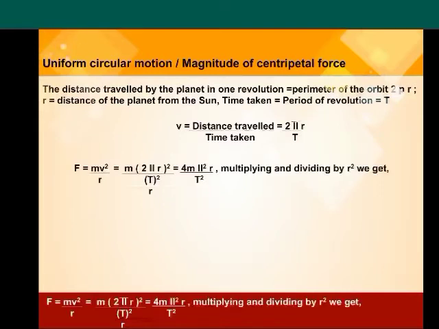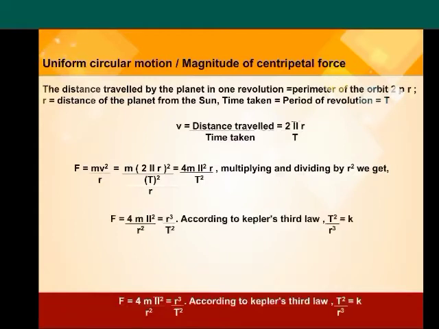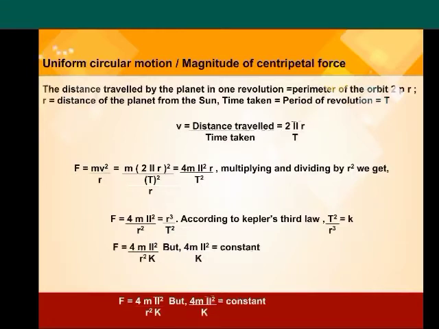F = mv²/r = m(2πr/T)² = 4mπ²r/T². Multiplying and dividing by r², we get F = (4mπ²/r²)(r³/T²). According to Kepler's third law, T²/r³ = k. So F = 4mπ²/(r²k), but 4mπ²/k is equal to a constant.